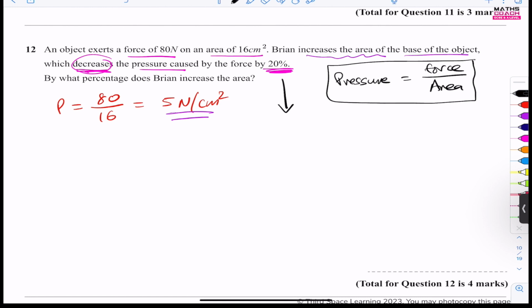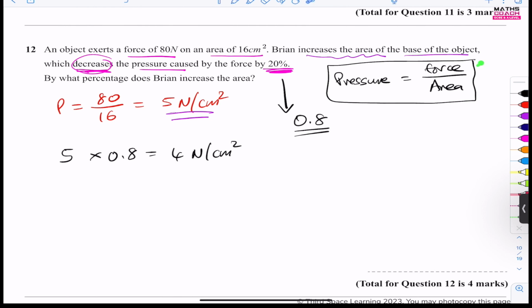A decrease of 20% is a multiplier of 0.8. So we are going to decrease the pressure by 20%. Okay, so the current pressure is 5. So we're going to do 5 times 0.8, and that gives us 4. So 4 Newton per centimeter squared is showing a pressure that has decreased by 20%. Okay, so now the question is, what area size would cause the 5 Newton to come down to 4 Newton?